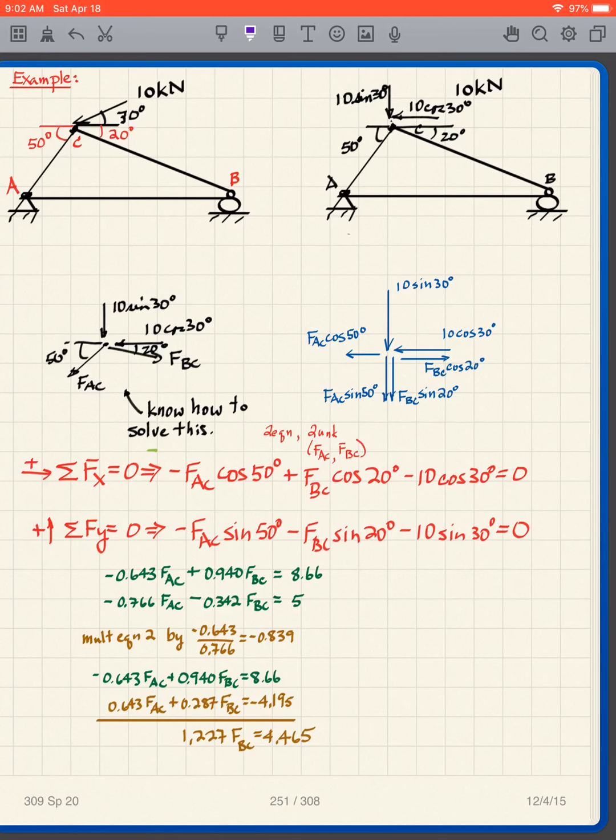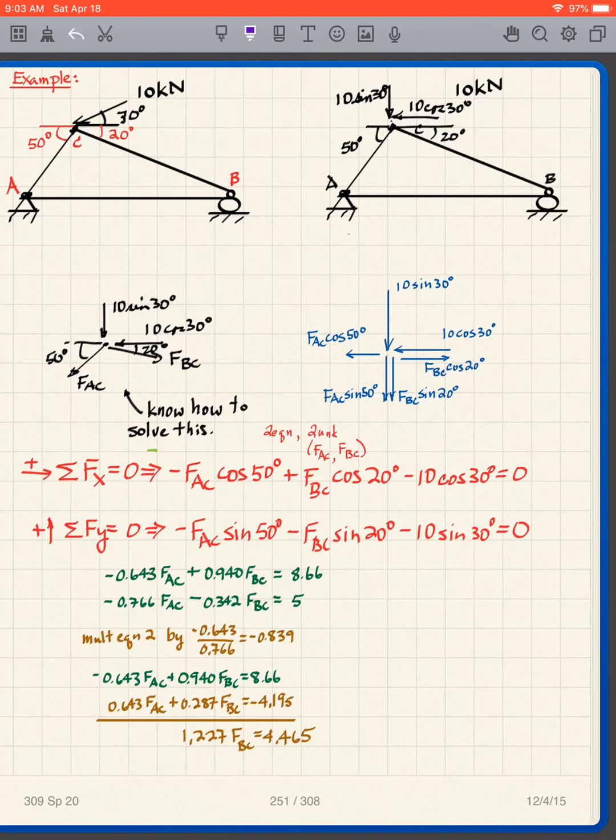Again, there's our free body diagram. What do we see? This is downward to the left. So I have FAC sine 50 downward, FAC cosine 50 to the left. This is downward to the right. So I have FBC sine 20 downward, FBC cosine 20 to the right. So then we create this free body diagram, and we are now going to solve this.